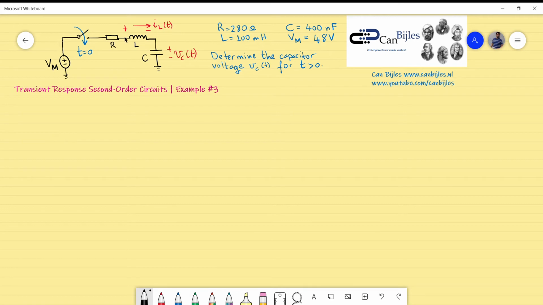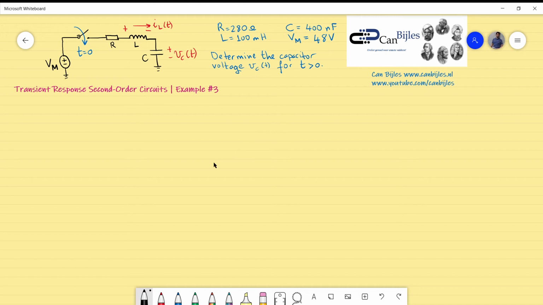We have a series RLC circuit here with the values shown for the components, and the independent voltage source is also given as 48 volts. What we'd like to know is the voltage across the capacitor VC for time larger than 0. And we assume in this case that the capacitor and the inductor don't store energy, and their initial values are 0 just after the switch is closed.